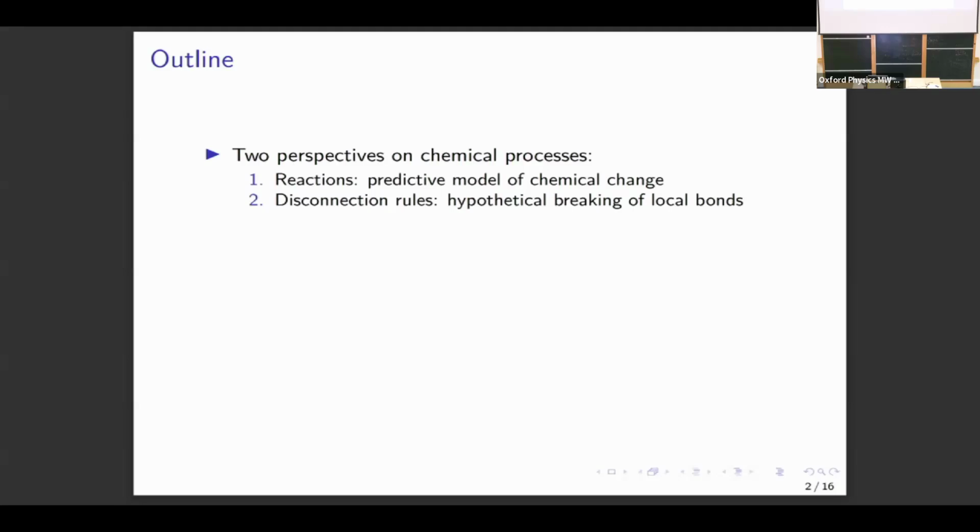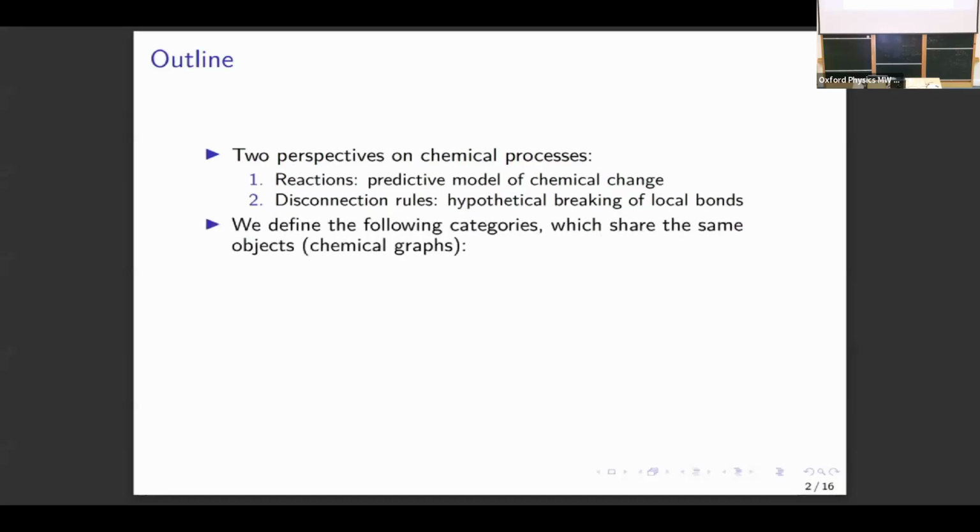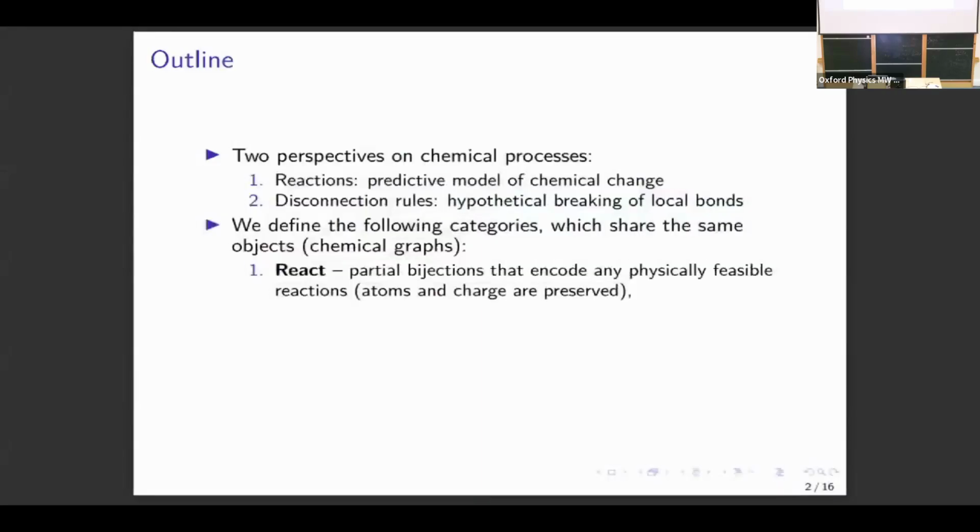For reactions, there are much more existing mathematical formalisms. Right, so that's the first one, and the second one is to prove that there is a very tight connection between the two. So what we're going to do in the talk is define two categories corresponding to 1 and 2.